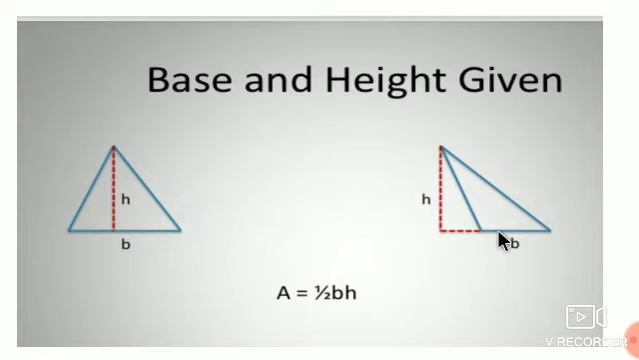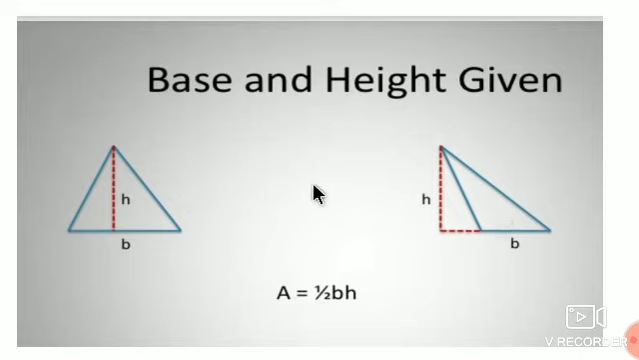That's why we will extend the base side of the triangle up to here, and then we can draw the perpendicular line from this vertex on the base side. It forms the right angle. So this is the height of this given triangle.